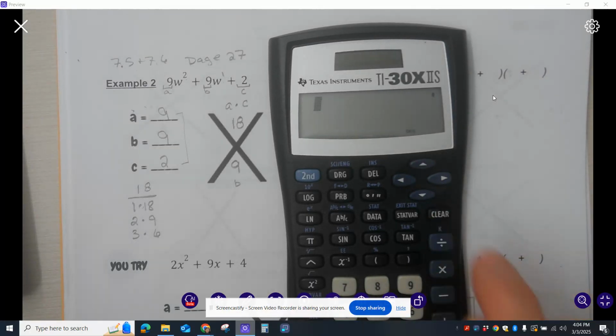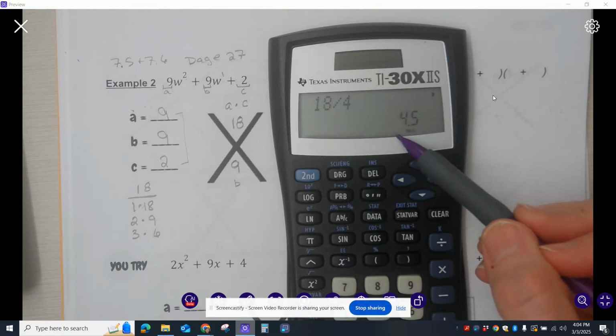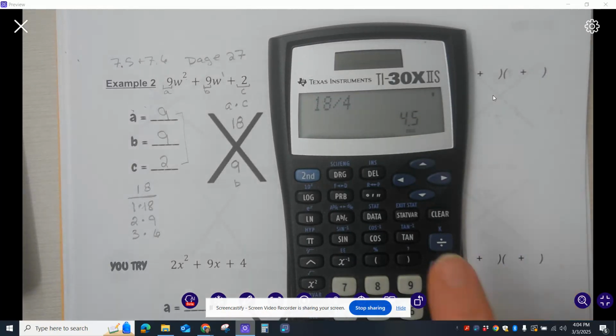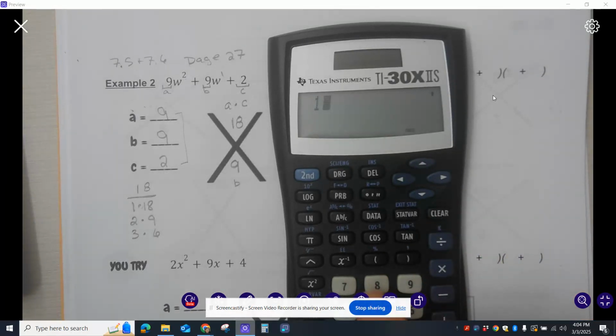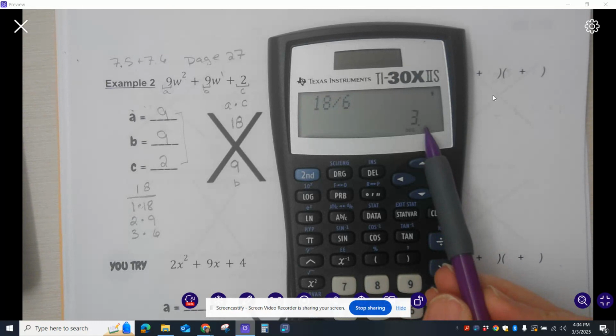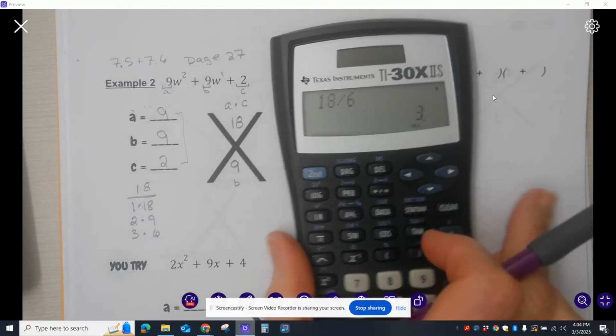Oh, that's 18. Okay, now I'm going to check 4. 18 divided by 4, I get a decimal, so that is not a factor I want to include. I just want whole numbers. I'm going to try 18 divided by 5. Again, I get a decimal. I'm going to try 18 divided by 6. 6 times 3. Oh, I already have that. If you already have it, then you know you're done.